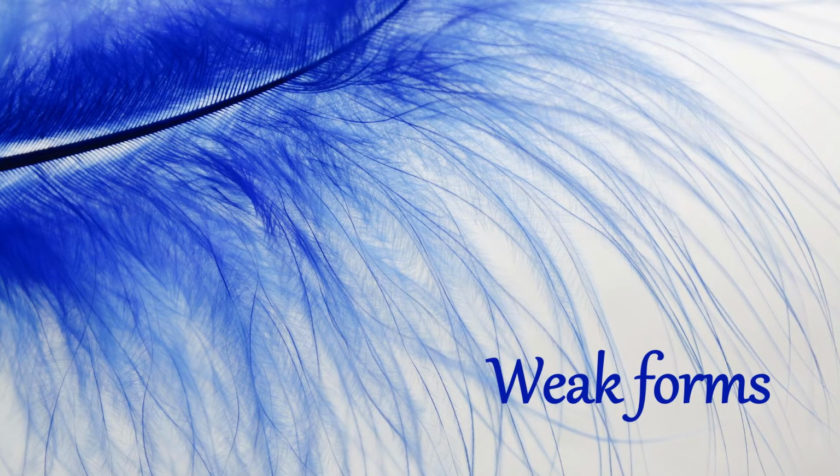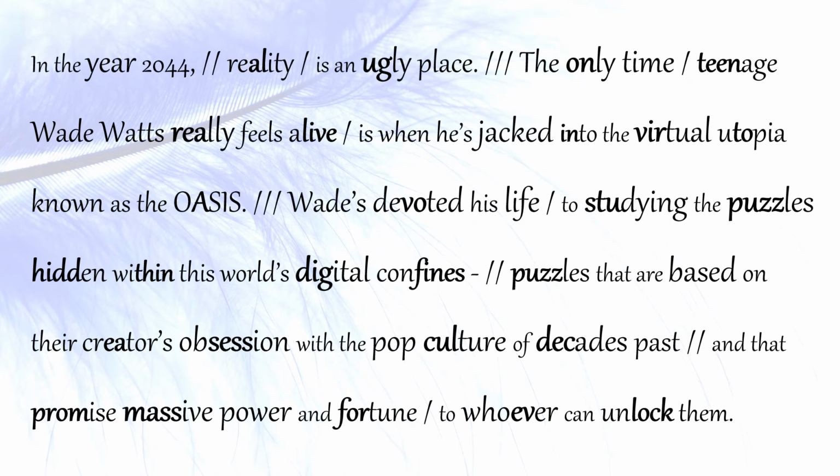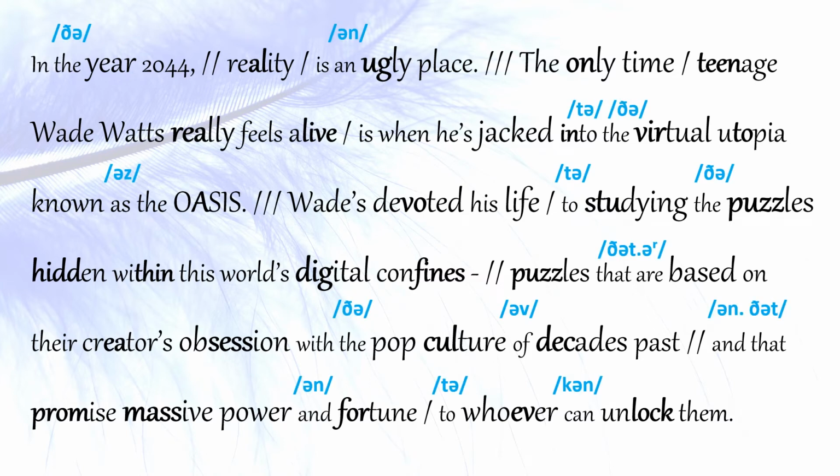Next, we're going to focus on weak forms. For some parts to be stronger, others need to be weaker, and we often achieve this by using the weak schwa vowel. Here we have our text, including the pauses and stress information. Now let's add some weak forms. You can see here that a number of words in this text can be pronounced weakly. Let's practice these weak forms together before we add in some connected speech features.